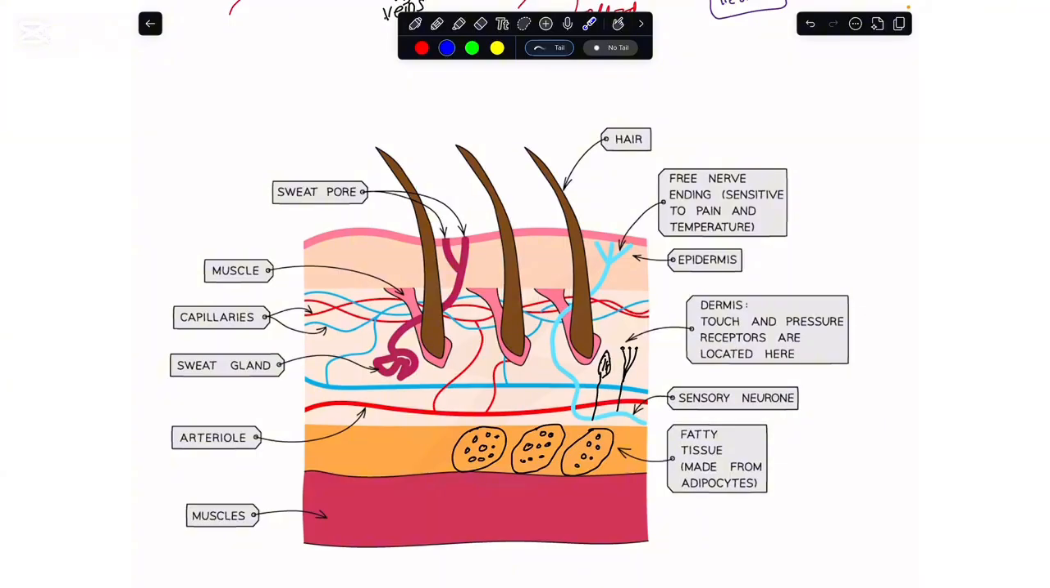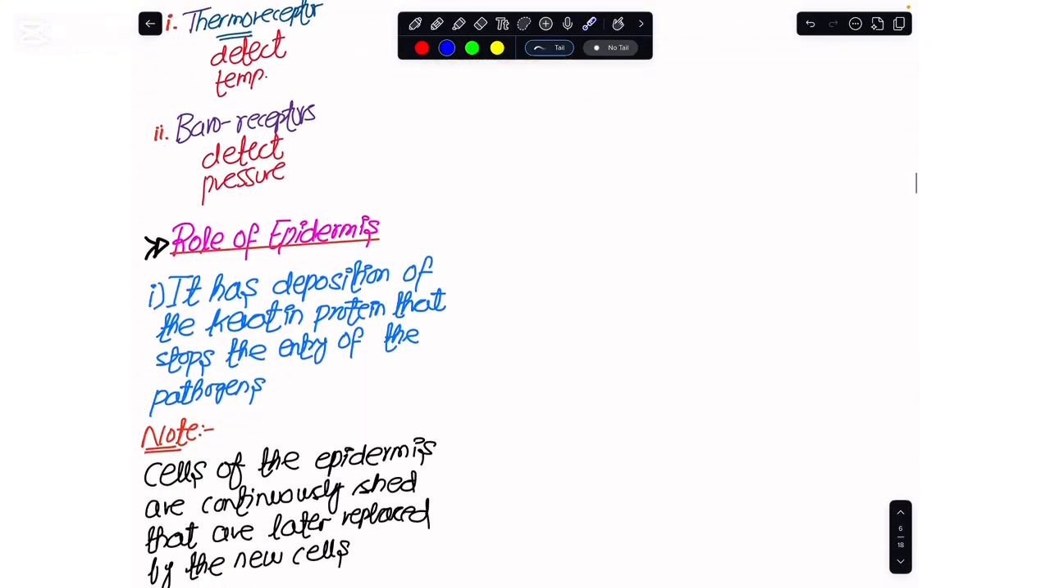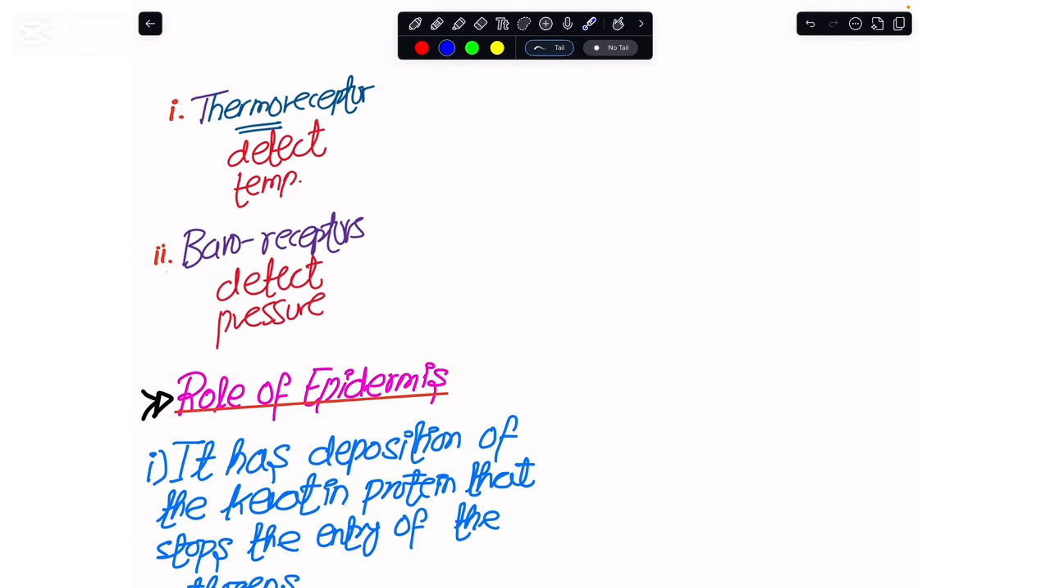And then if we were to go further beyond the adipose tissue, here there would be the muscle that we have on the inner skin. So this is what you have to know in terms of the structure of the skin. Now if I were to tell you the function of each and every component, the first one was the thermoreceptors, and they would detect the temperature. Then came the baroreceptors, and they would detect the pressure that is exerted on the skin.